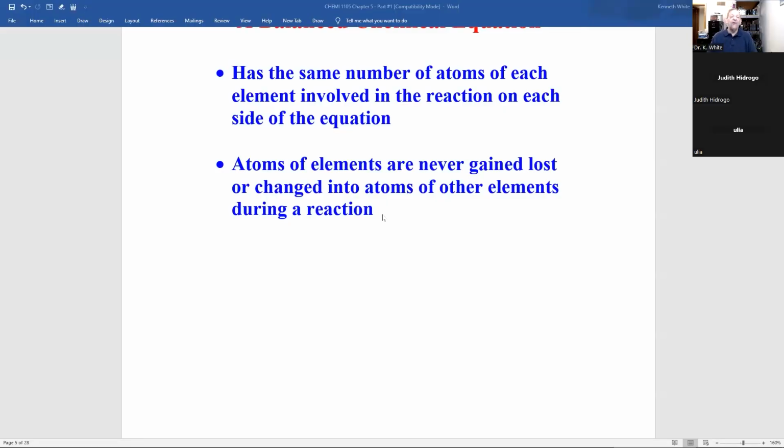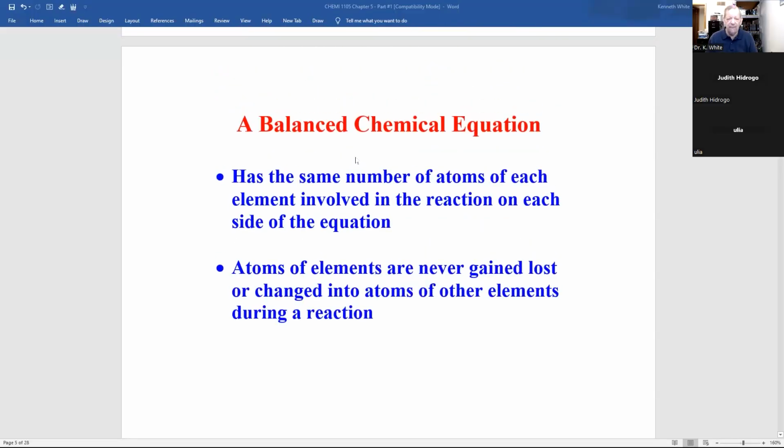All right, let's get back to balanced chemical equations. So it's important in a balanced chemical equation, you have to have the same number of atoms of each element involved in the reaction on each side of the equation.